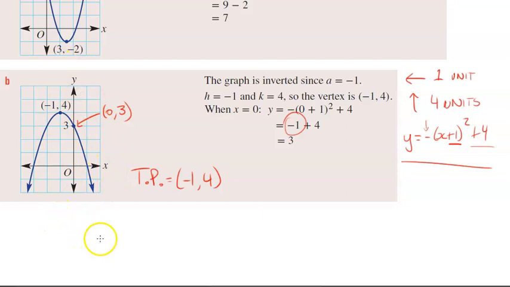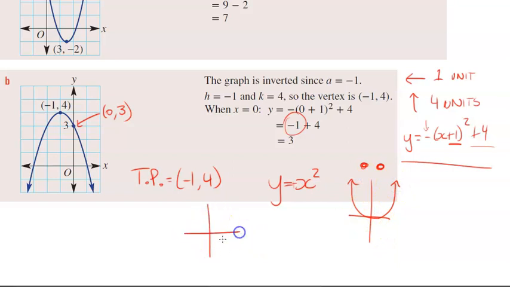Then you just go ahead and sketch the parabola as normal, making sure that it's inverted. A little trick that I use: when you have something that looks like y equals x squared, this is positive, so your parabola looks like this, a smiley face. It's happy. And when it is negative, so y is equal to negative x squared, it's a sad face.